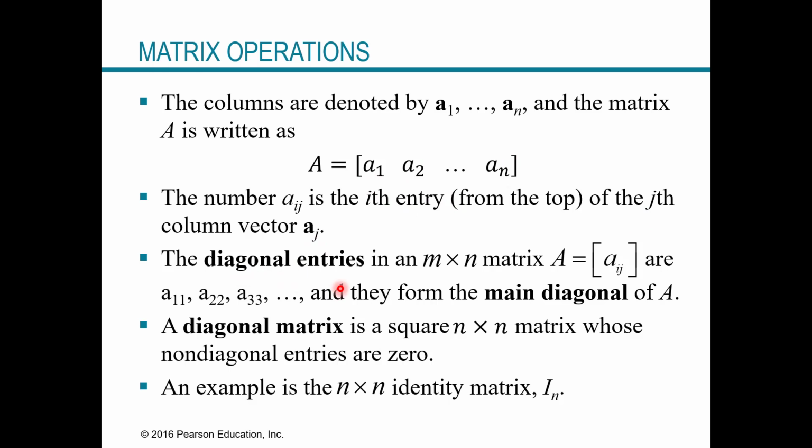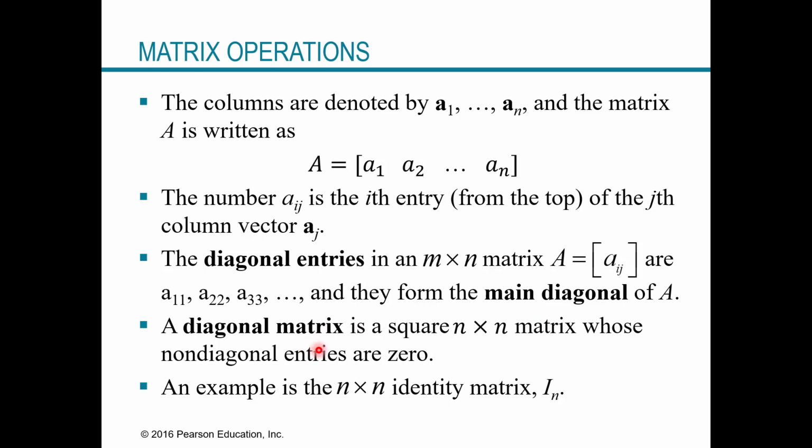The diagonal entries in your matrix are always going to have the subscripts that are the same numbers. So for example, your top left corner is A sub 1, 1, then the next diagonal in row 2 and column 2 would be A sub 2, 2, and so on. So anytime your subscripts are the same number, 1, 1, 2, 2, 3, 3, so on, know that those exist in the diagonals. And they form what's called the main diagonal of your matrix.